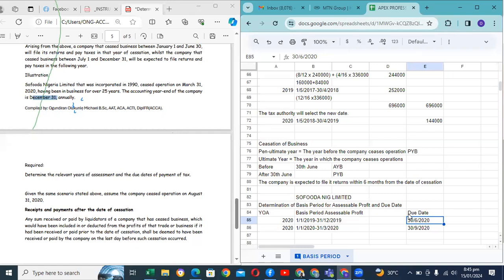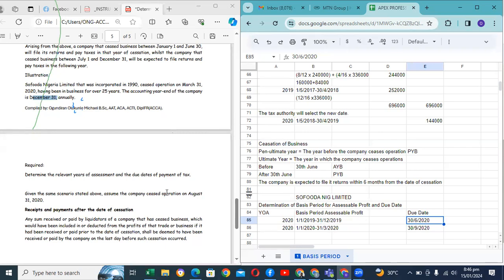We said the question in cessation is when did you cease operation? If you cease operation before 30th June, it's going to be on actual year basis. If you cease business after 30th June, it's going to be on preceding year basis. So in the penultimate year, we will pretend as if we are not going to cease operation, so we are going to assess it to tax on preceding year basis.